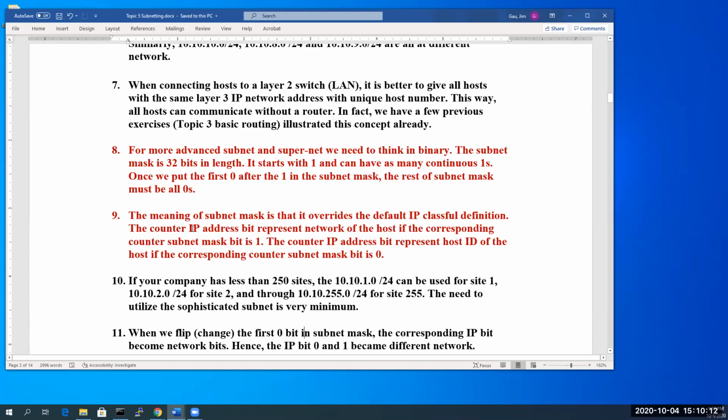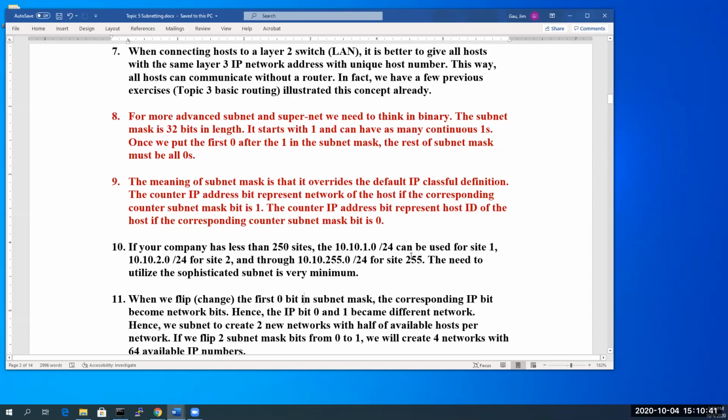The counterpart IP address bit of your subnet mask: if the subnet mask bit is a 1, the corresponding IP bit represents the network. The corresponding IP address bit represents the host if the corresponding subnet mask bit is 0. So let's take a look at one of those examples quickly, and we'll go back to number 9.